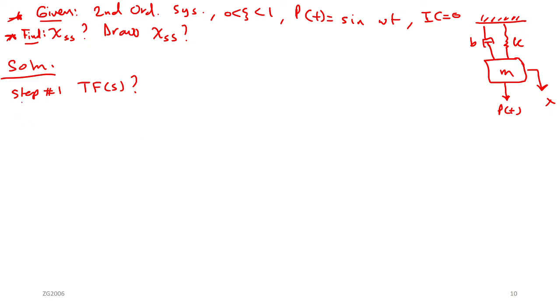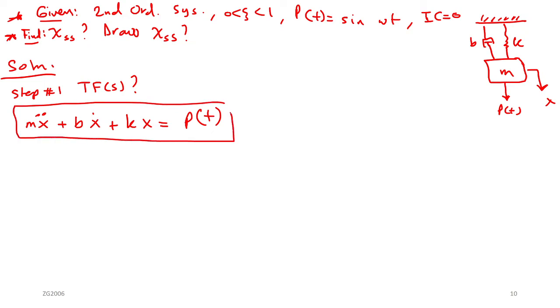How are we going to find the transfer function? Derive the equation of motion. It will be m x double dot plus b x dot plus k x equal the external force P of T. This is the equation of motion, trying to refresh your memory about chapter 3.